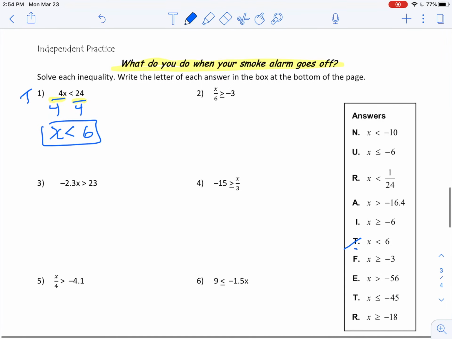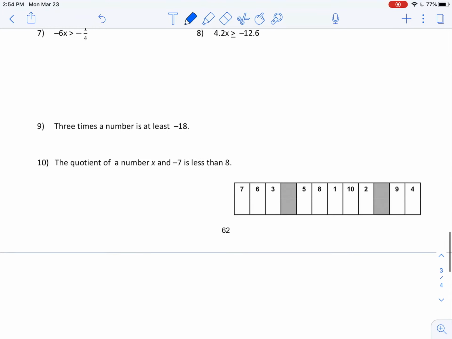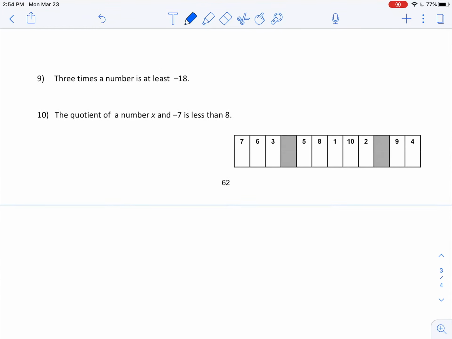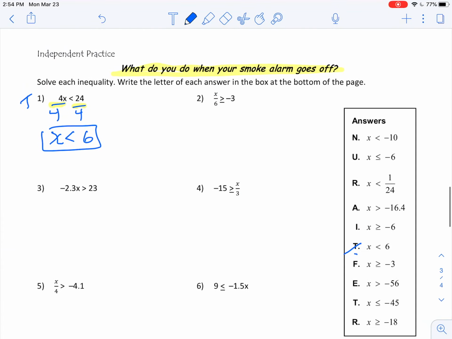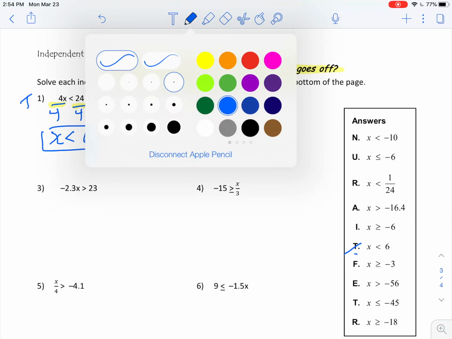Let me see here. X is less than 6. X is less than 6 is t. So number 1 at the bottom, I got a little confused there for a minute. Number 1 at the bottom is a t. There you go.